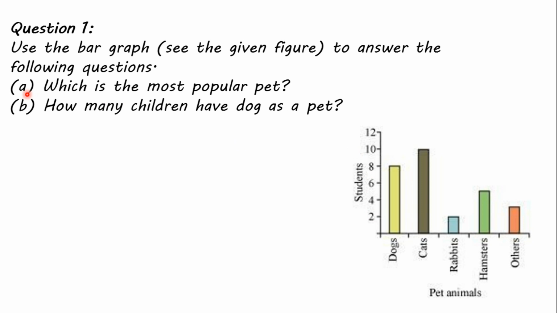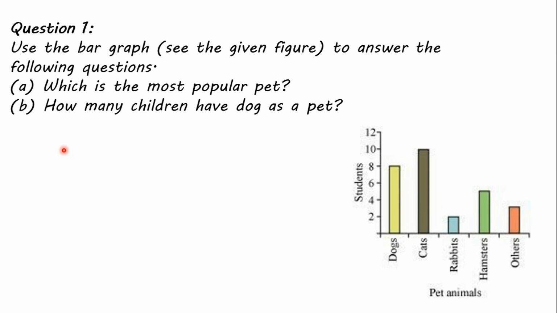In this we have given question. The first question is, which is the most popular pet? So if we start from 0, this is 0 and this point is known as origin. The most popular pet is definitely cats. Why? Because it is rising at the topmost. The pet cat is liked by 10 students, so it is the most popular among all.